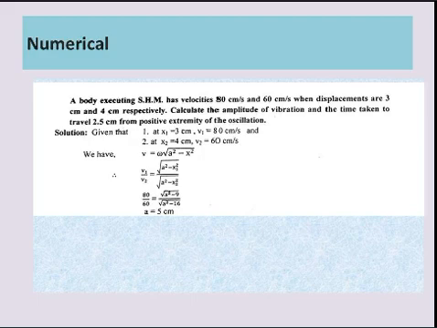So when we divide those two equations, we get v1 upon v2 is equal to under root a square minus x1 square divided by under root a square minus x2 square. Now because the amplitude is unknown, 80 upon 60 is equal to under root a square minus 9 over under root a square minus 16. So squaring both sides and solving, we get a is equal to 5 centimeter.